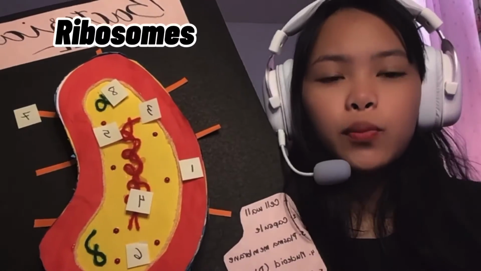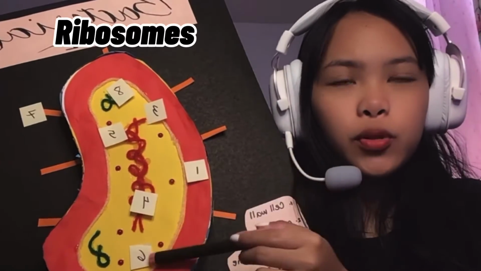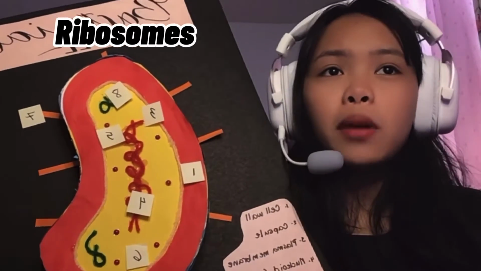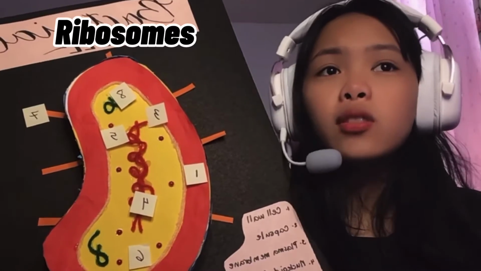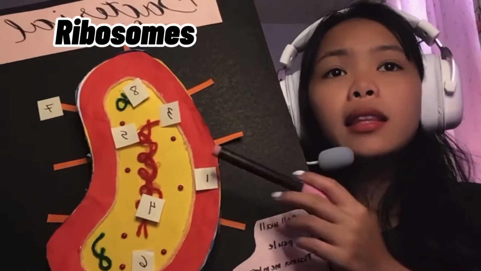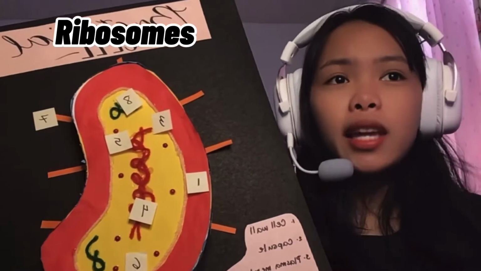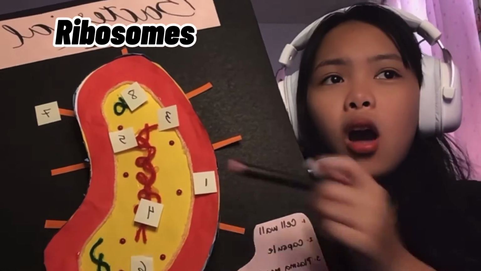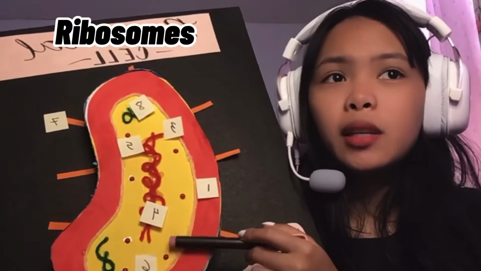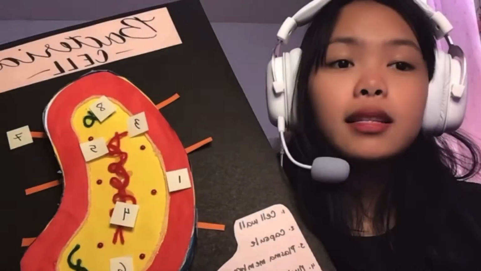Next are the ribosomes. These dots are the ribosomes. The ribosomes are microscopic factories found in all cells, including bacteria. They translate the genetic code from the molecular language of nucleic acid to that of amino acids, the building blocks of proteins. Next is the cytoplasm.